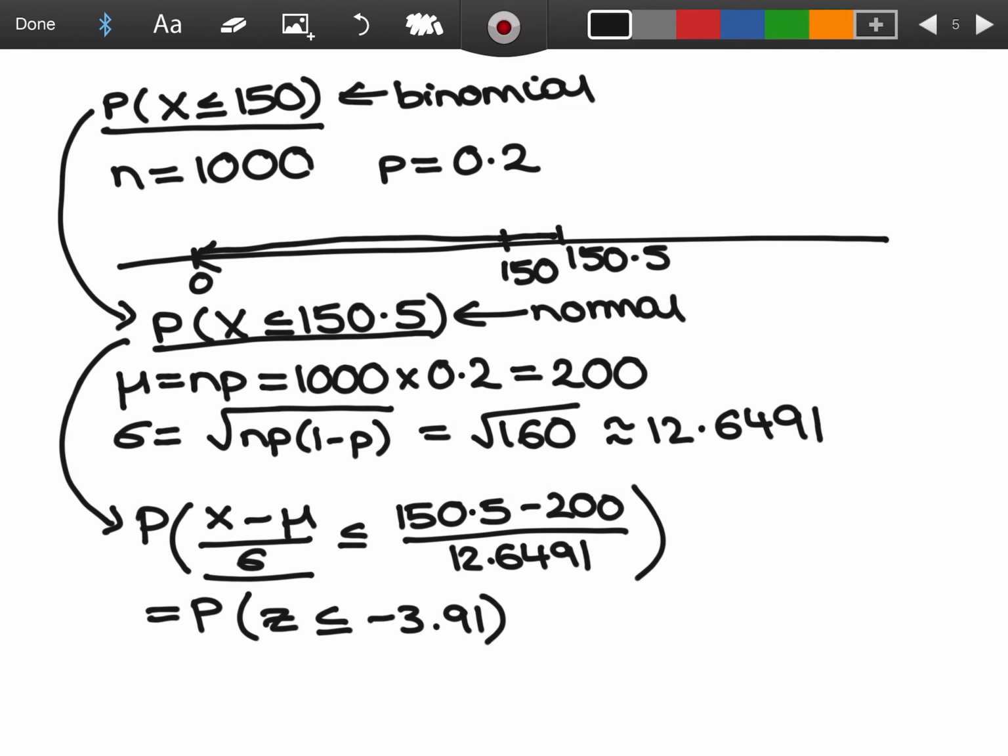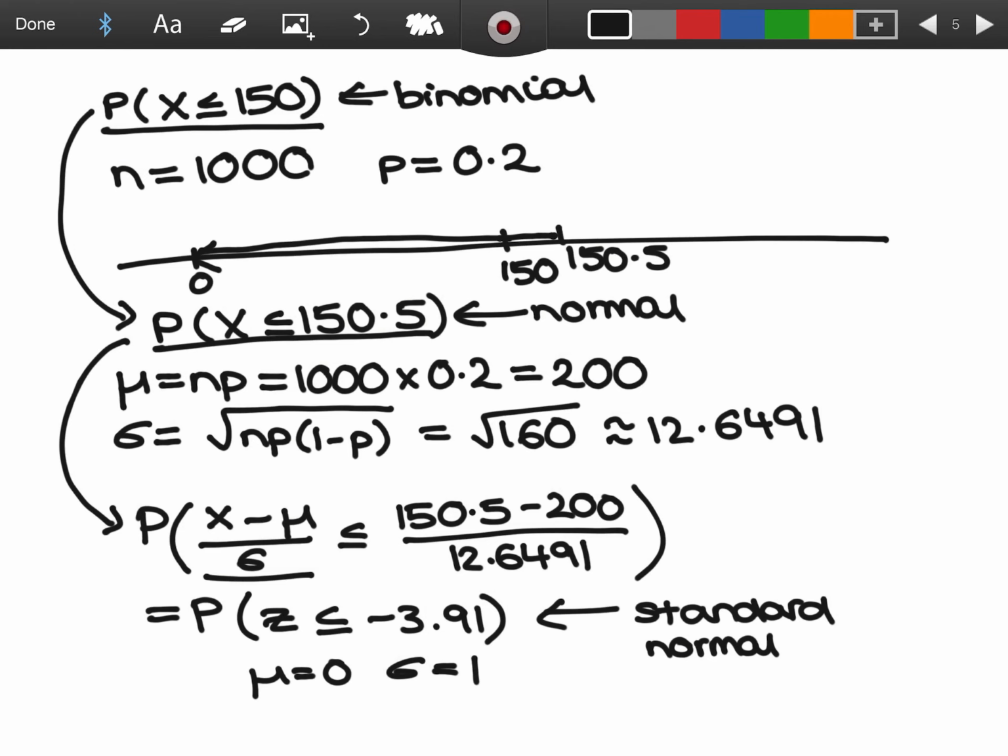What this is looking at is the probability that you have less than or equal to negative 3.91, but you now have a mean of 0 and a standard deviation of 1. Okay. So you are now in standard normal. So you went from a binomial discrete distribution where you had a mean of 200 and a standard deviation of 12.6491.